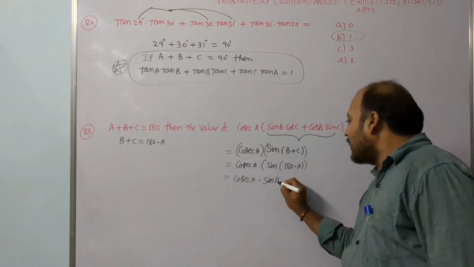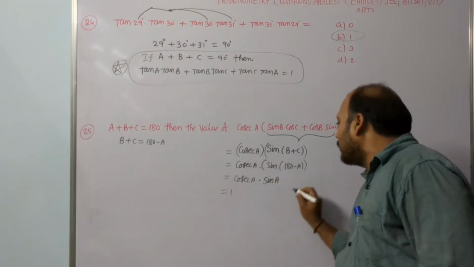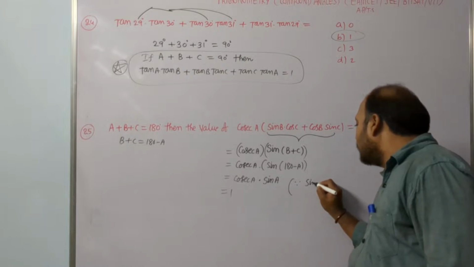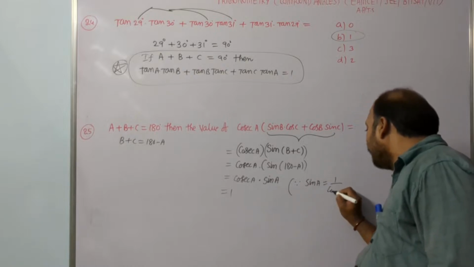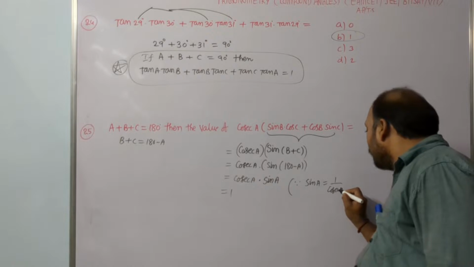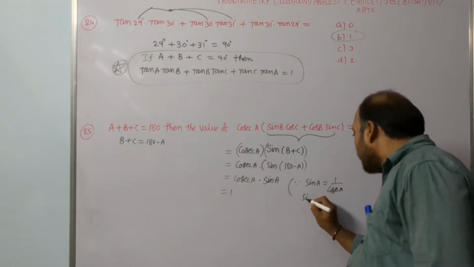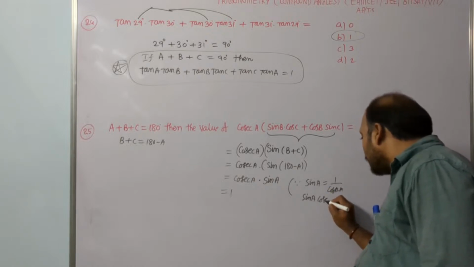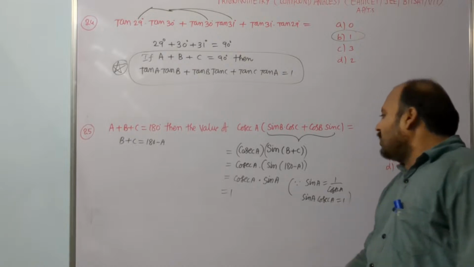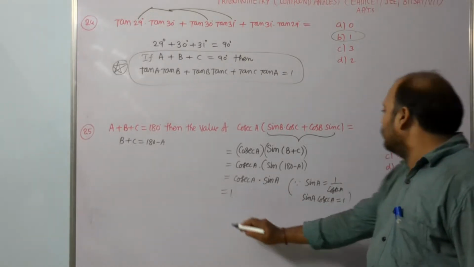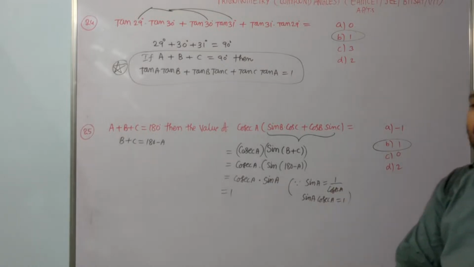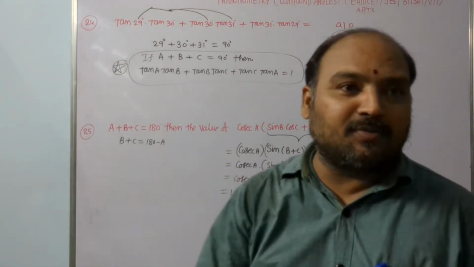We know that sine A into cosecant A value is 1, since they are reciprocals. Sine A is equal to 1 by cosecant A. From this, you can cross multiply: sine A into cosecant A is equal to 1. By using this result, the value is 1. It is there in the first option, second option, dear students.